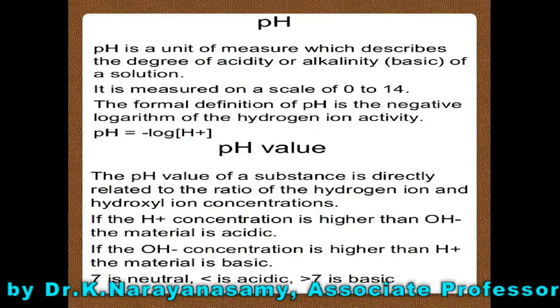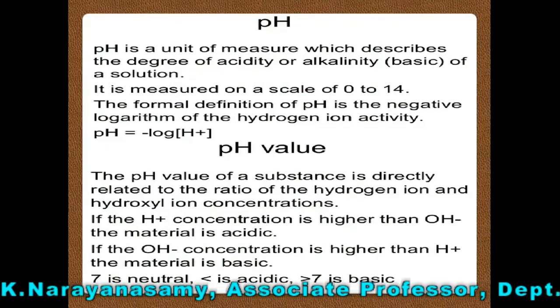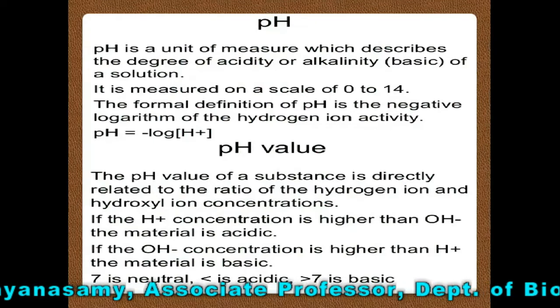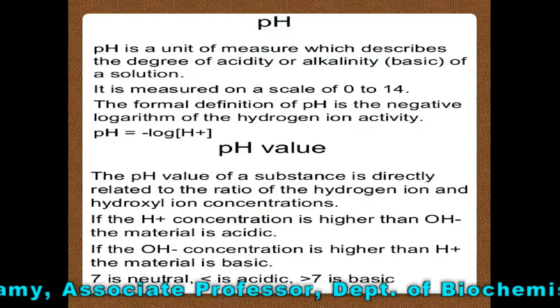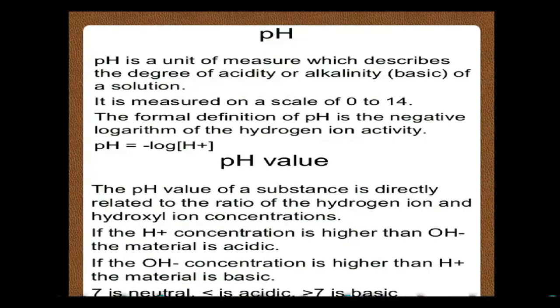So what is pH? pH is simple. It is a unit. It's actually a number. pH is a unit of measure which describes the degree of acidity or alkalinity, that is basic condition. Acidic condition or basic condition, on a value from 0 to 14.